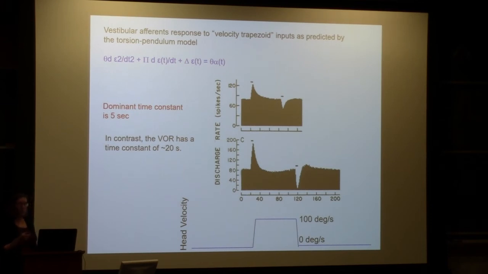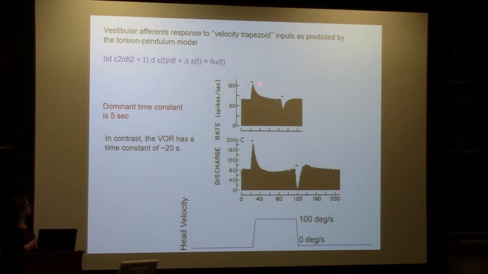And what people actually did is go in and record from the actual afferents themselves to see what they were encoding. And what you can see is they encode something that's consistent with what the torsion pendulum model would predict. Because you have this time constant, there's a really quick one that's so fast you don't see it, and then this longer one that corresponds pretty much to the time constant predicted by people analyzing the fluid dynamics. So you end up with this second time constant of about 5 seconds. The shorter one you can't see, it's just too fast.